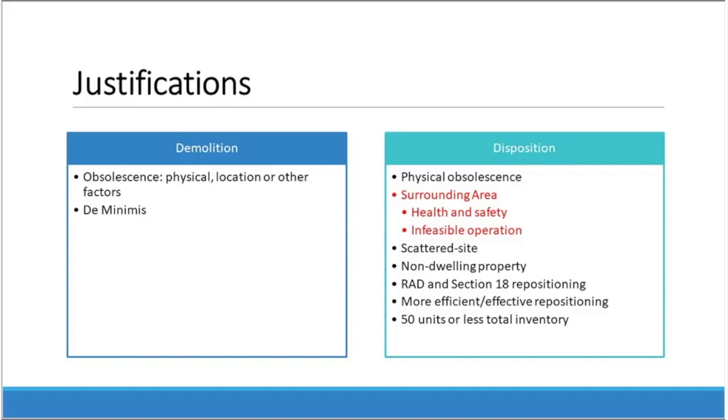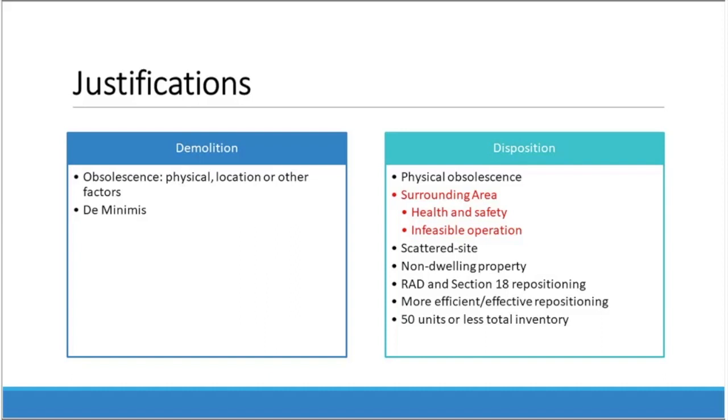Under disposition, your justifications again would be around physical obsolescence. So proving that the physical needs of your building currently are so significant that it warrants a disposition. That the surrounding area, or actually this one is broken into two pieces. Health and safety would be one category, and infeasible operations would be another category. So you would have to prove those two things. Health and safety could be things like you're in a floodplain, you're on a slope, you're near a factory, something that jeopardizes the health and safety of the building.